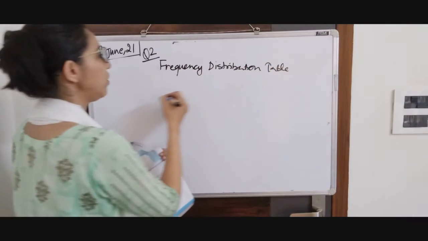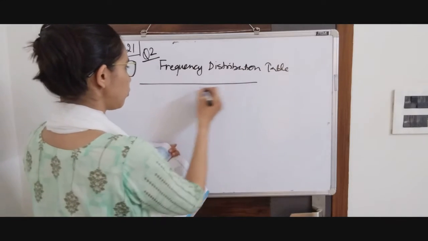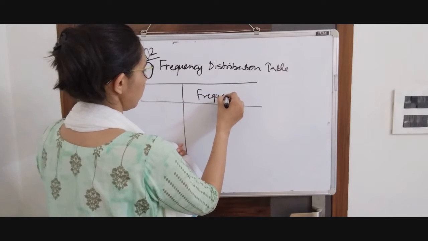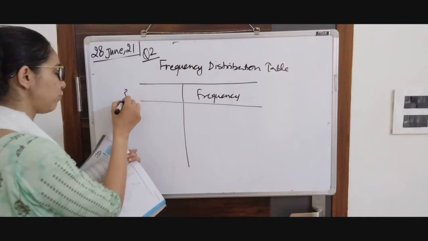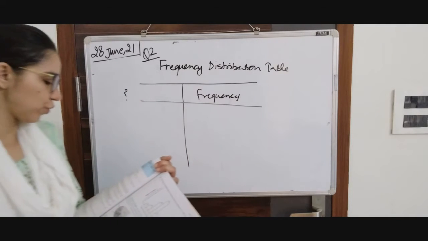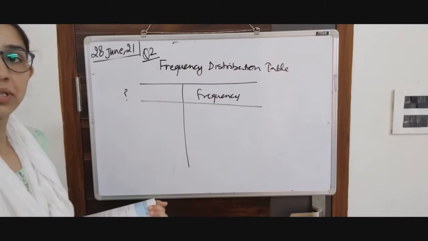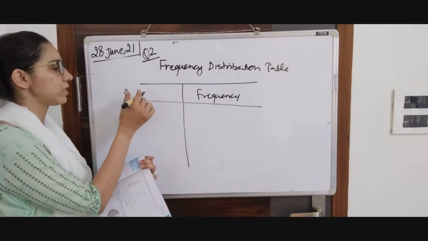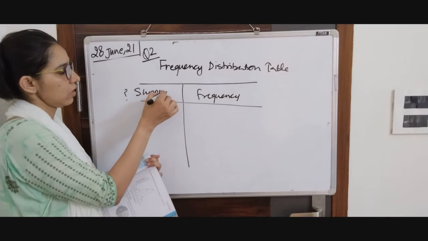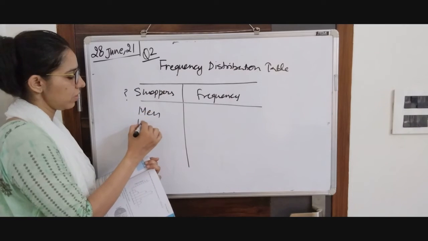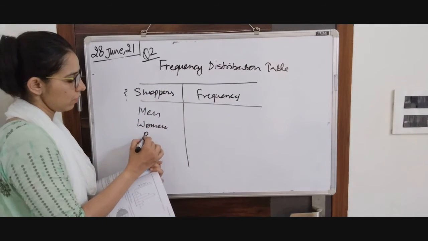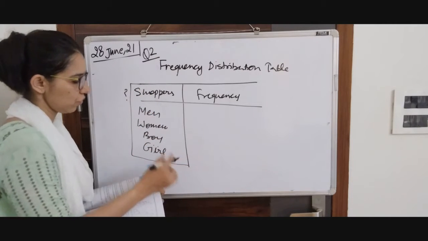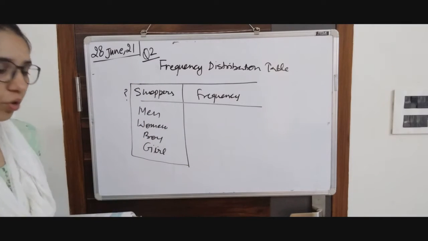So when we are going to make a frequency distribution table, on one side we are clear that we are going to write the frequency. On the second side, what we are going to write depends upon what we have in the question. We have the kind of shoppers. So shoppers, we have 4 kinds: men, women, boy and girl. These are the shoppers. For this you will get the clue from your question itself.